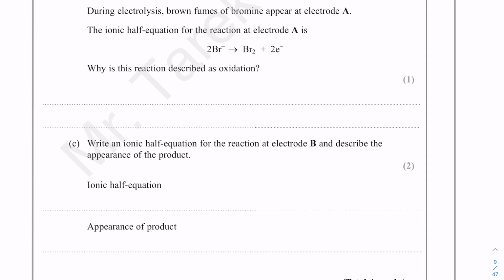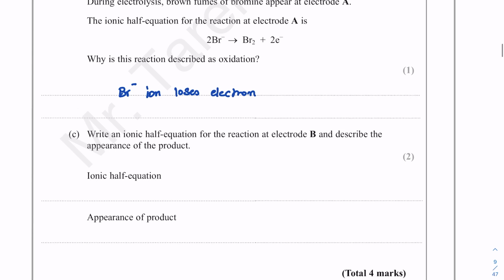During electrolysis, brown fumes of bromine appear at electrode A. The ionic half equation for the reaction at electrode A is 2Br negative gives bromine plus 2 mole of electrons. Why this reaction described as oxidation? عشان البروميد ion loses electron. البروميد ion بيلوز electron واحد، اتنين بروميد بيعملوا losing الاتنين electrons.